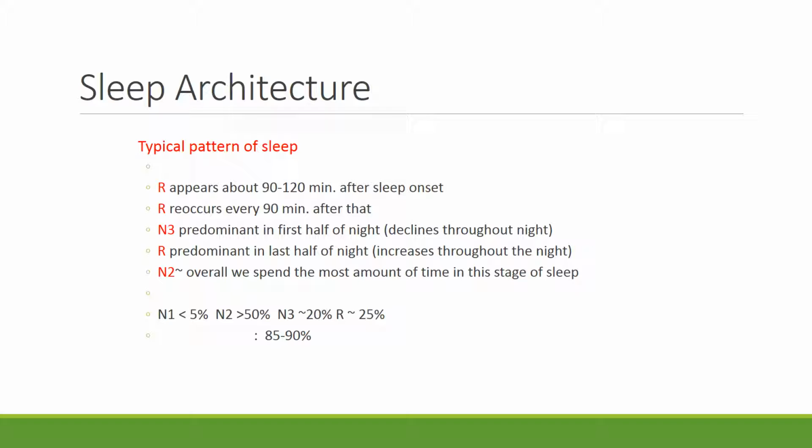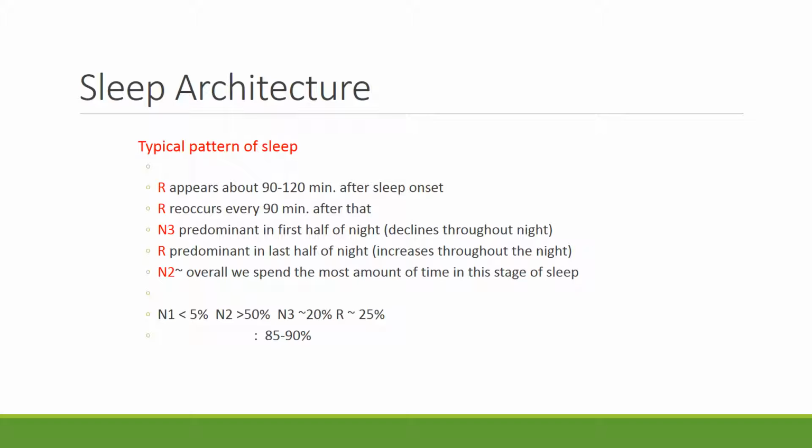Stage N3 again is predominant in the first half of the night and then declines as the night proceeds. Stage R is predominant in the last half of the night, so it increases as the night proceeds. Stage N2 sleep, again we spend the most amount of sleep time in stage N2 for any given night.